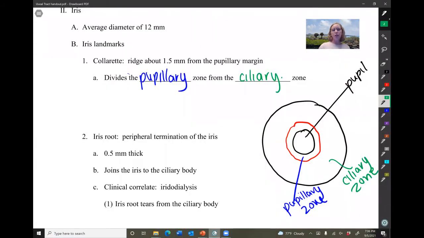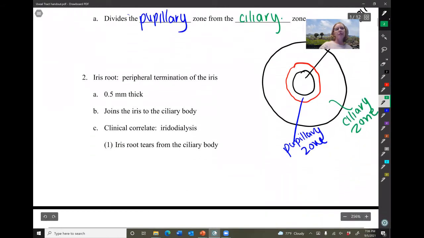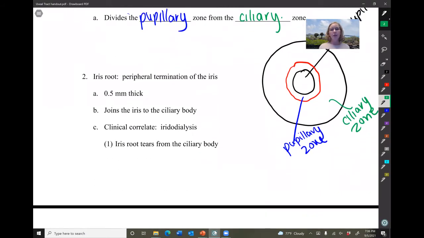Another major landmark of the iris is the iris root. The iris root is the peripheral termination of the iris. So in this image we drew here, the edge of the iris is our iris root. That is where the iris joins to the ciliary body.